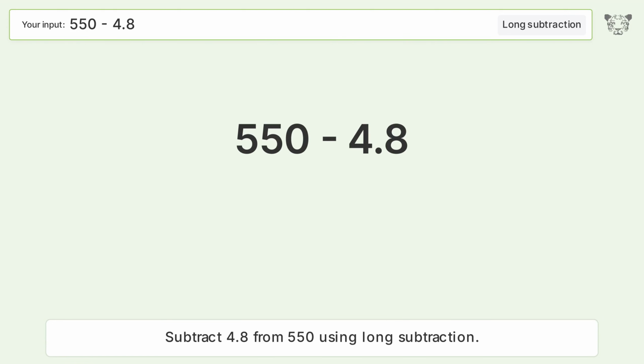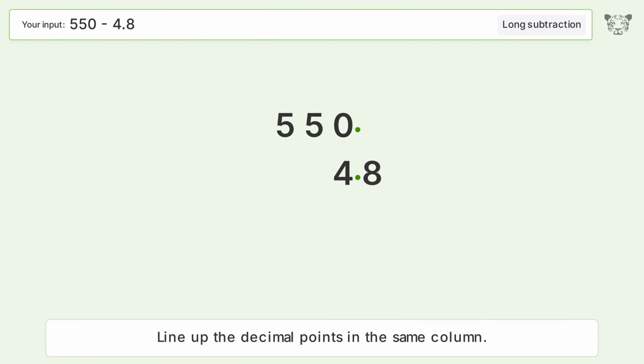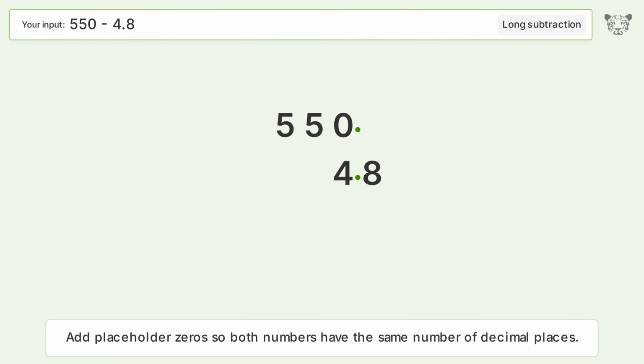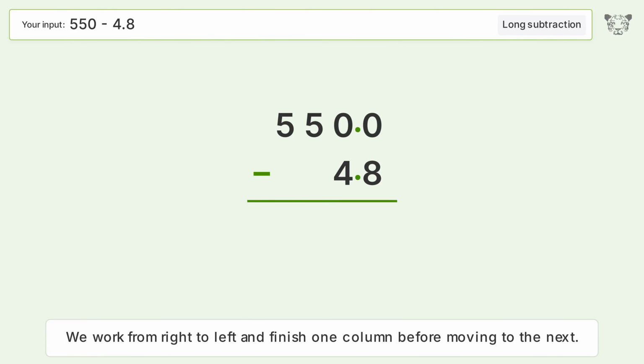Subtract 4.8 from 550 using long subtraction. Line up the decimal points in the same column. Add placeholder zeros so both numbers have the same number of decimal places. We work from right to left and finish one column before moving to the next.